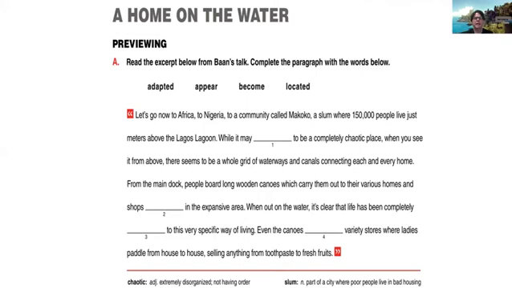Okay, welcome back. You should already have the words in the correct place. I'm going to read it one more time with the answers.